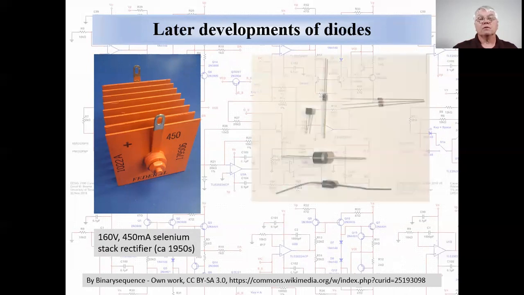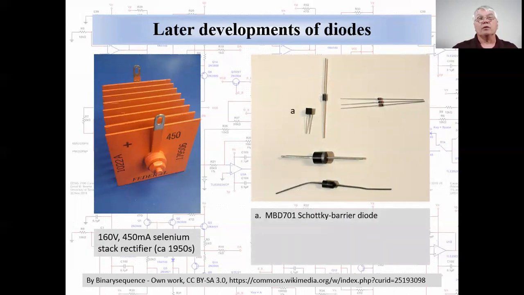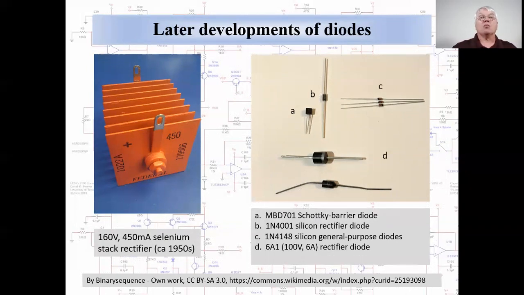This is a photograph of some modern diodes, including an MBD 701 diode using a metal silicon junction called a Schottky barrier, a 1N4001, which is a 100 volt 1 amp silicon rectifier diode, 1N4148 general purpose diodes, a 6A1 100 volt 6 amp silicon rectifier diode, and this last one is a 400 volt 1 amp rectifier from the late 1960s. And when I found it, it was still in its original packaging, on which the price said 59 cents.